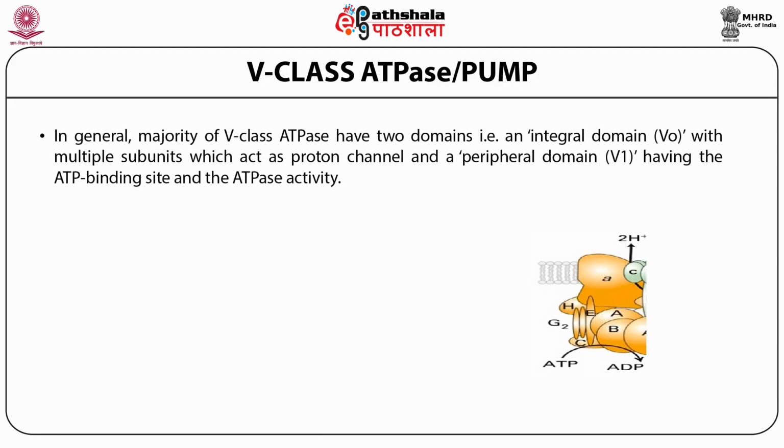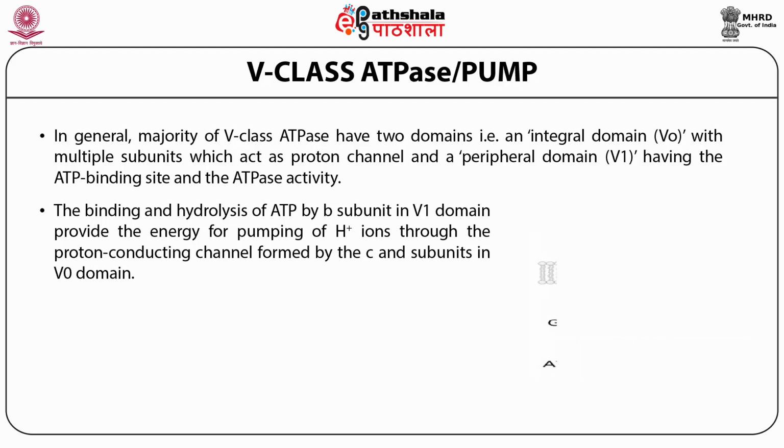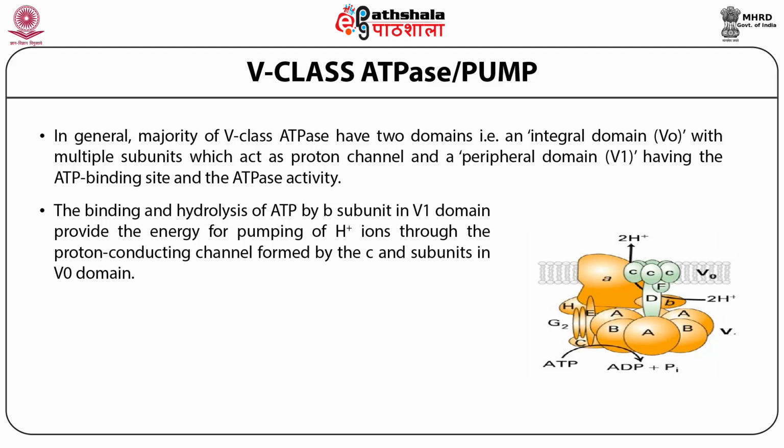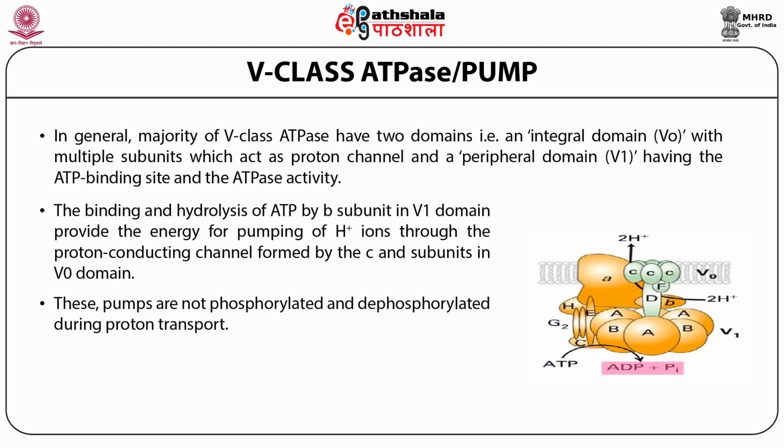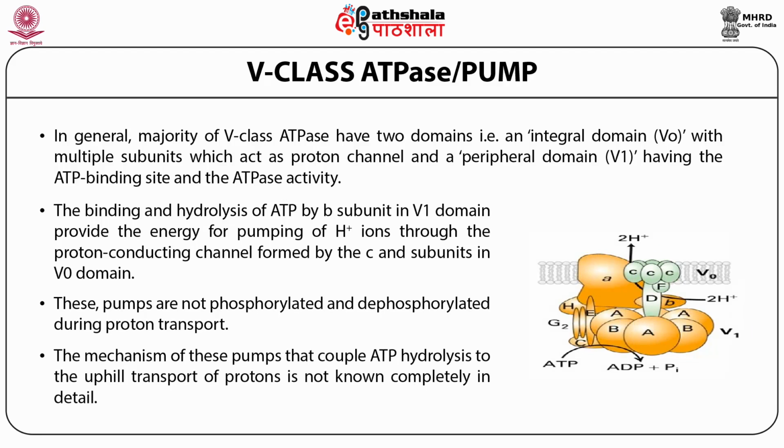In general, the majority of V-class ATPases have two domains, that is, an integral domain VO with multiple subunits which act as a protein channel, and a peripheral domain V1 having the ATP binding site and ATPase activity, as seen in the figure. The binding and hydrolysis of ATP by the B subunit in the V1 domain provide energy for pumping of protons through the proton conducting channel formed by C and A subunits in the VO domain. These pumps are not phosphorylated and dephosphorylated during proton transport. The mechanism of these pumps that couples ATP hydrolysis to the uphill transport of protons is known completely in detail.